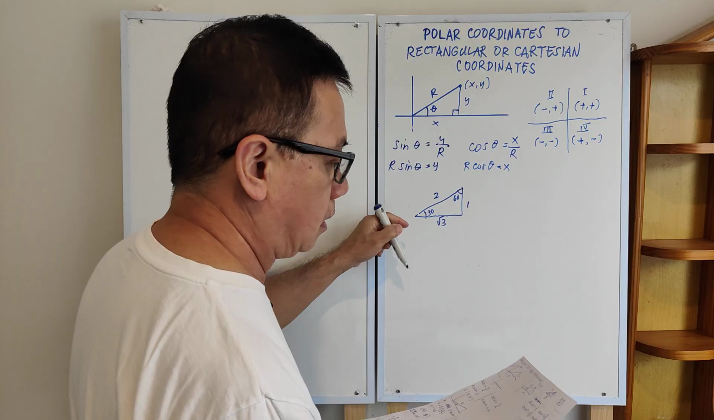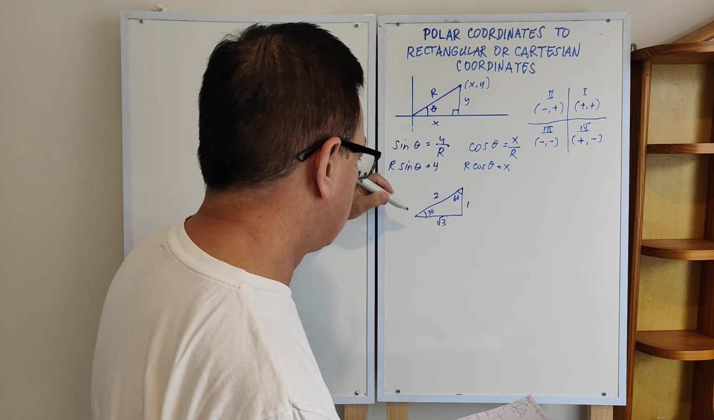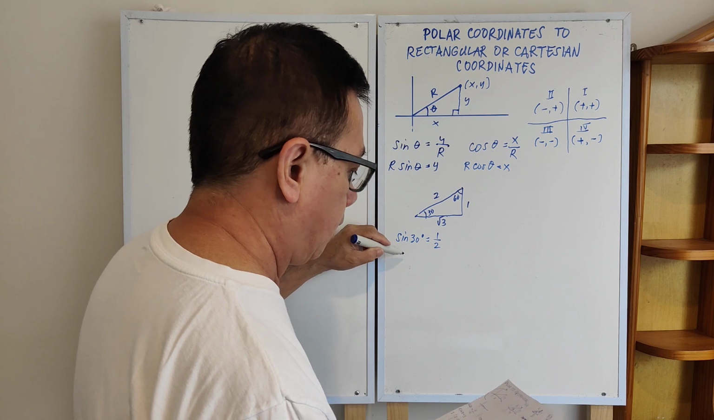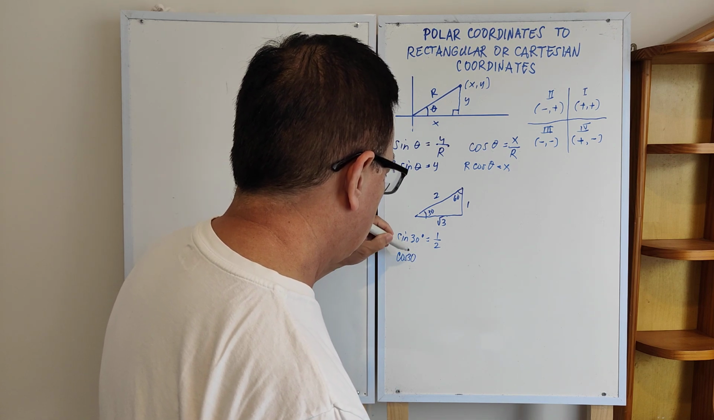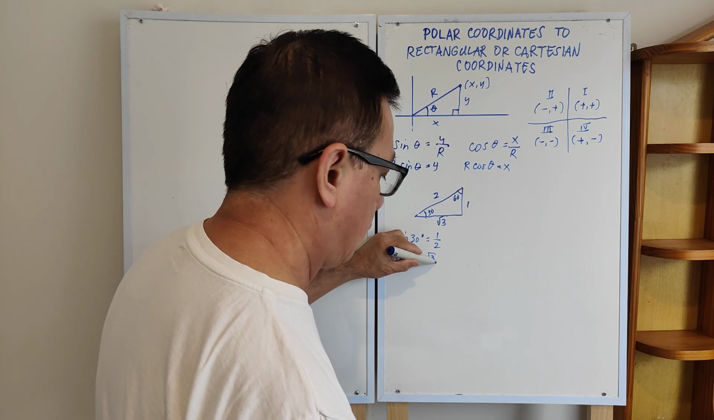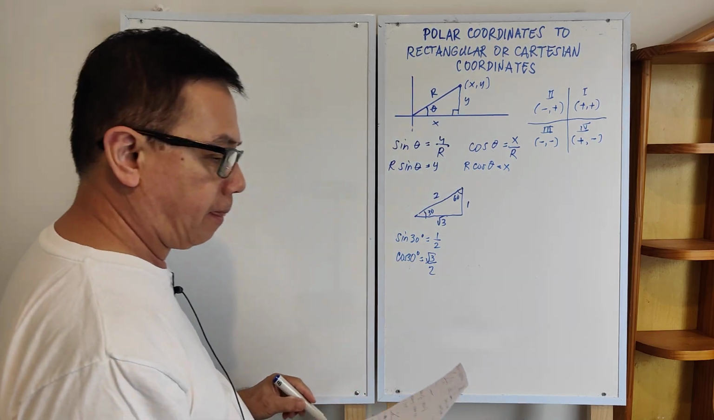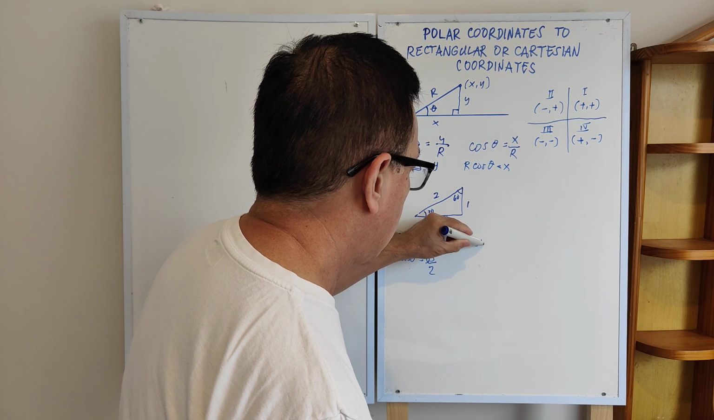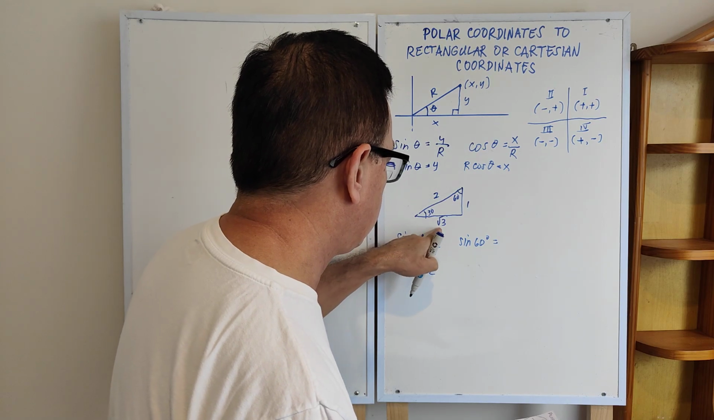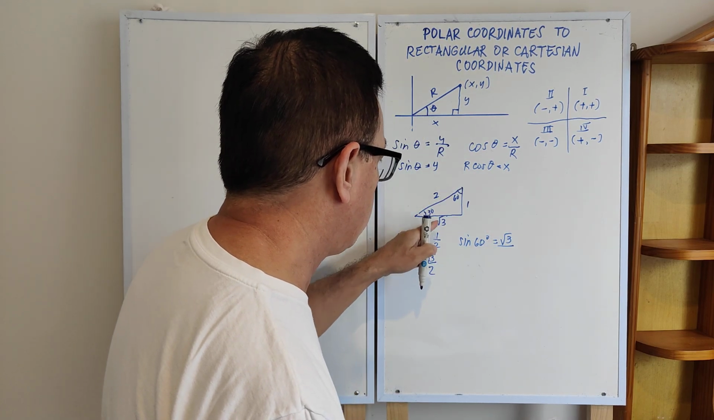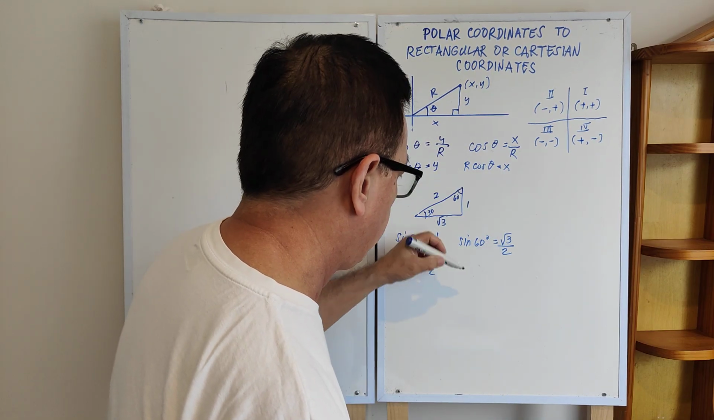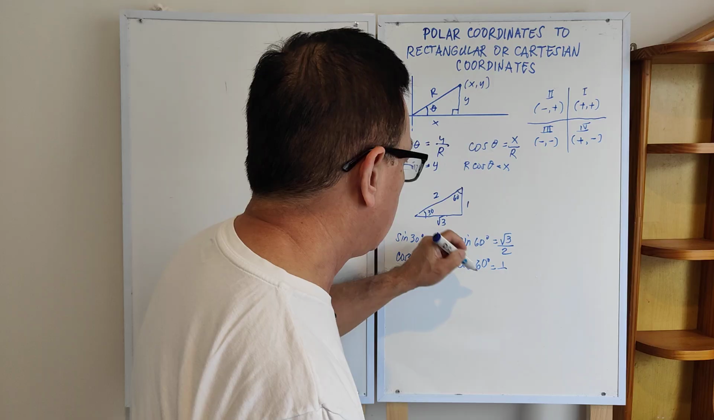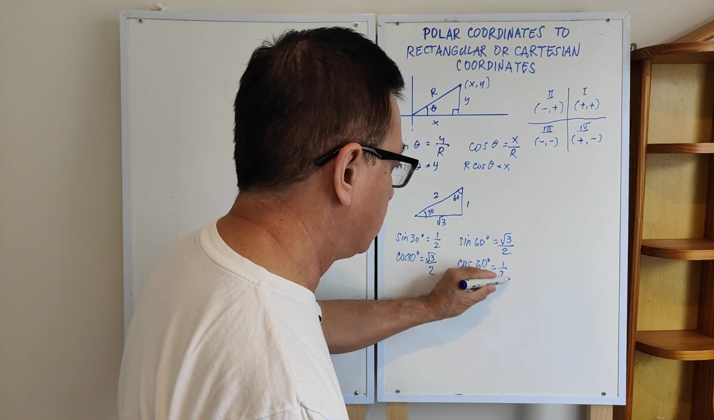Now the sine of 30 is opposite over hypotenuse, so sine 30 degrees is 1/2. Cosine of 30 degrees is adjacent over hypotenuse, square root of 3 over 2. For 60, sine of 60 is opposite over hypotenuse, which is square root of 3 over 2. Cosine of 60 is adjacent, 1, over hypotenuse, 2. So cosine of 60 is 1/2.